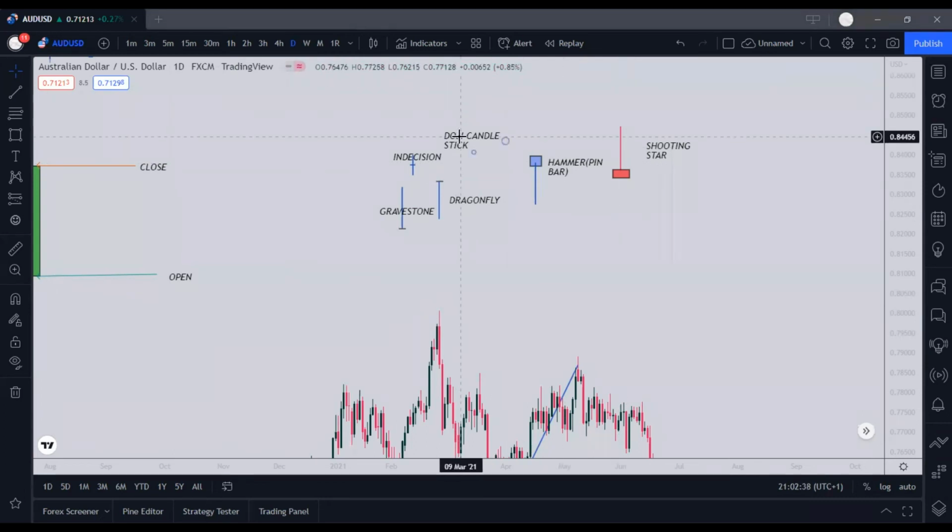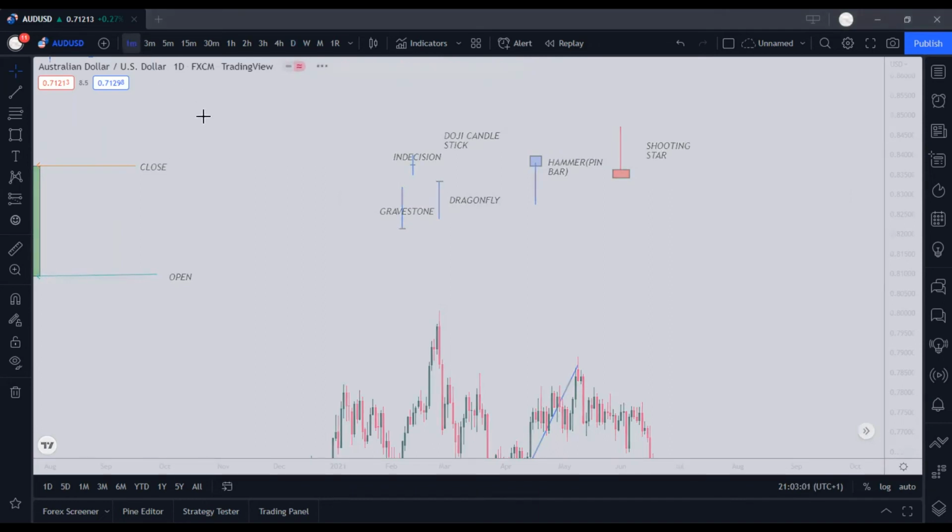Please, does it mean that it only forms on the higher time frames, like daily and weekly and 4 hour and so? Okay, thank you so much. Let's go to even 1 minute, to see whether we can identify them there.